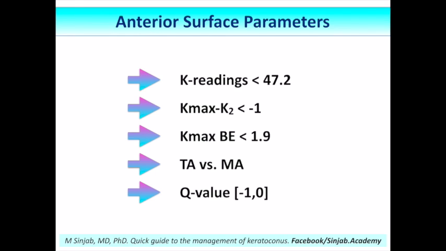It should be within the range of 0 to -1, but the ideal value is -0.27.